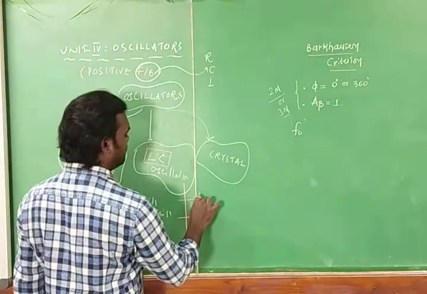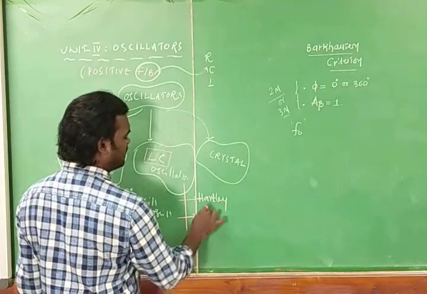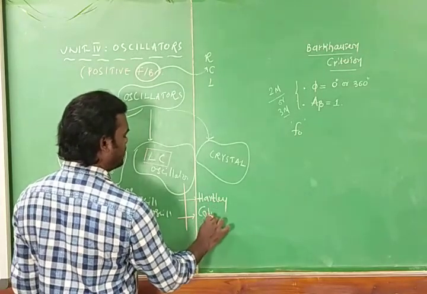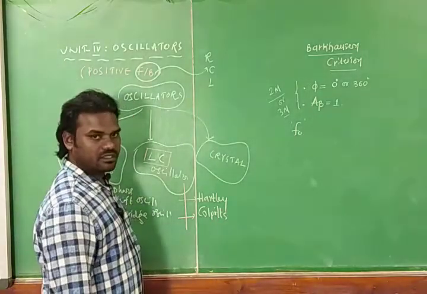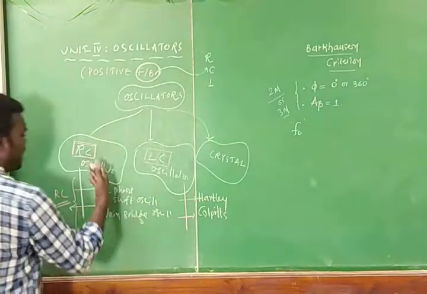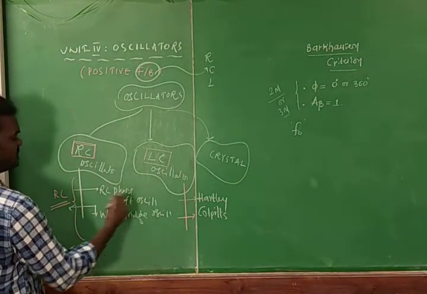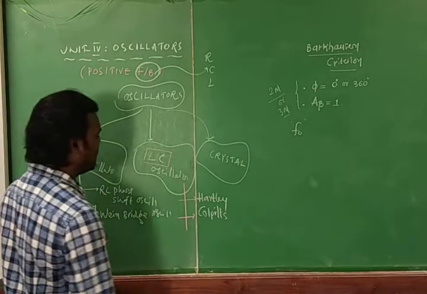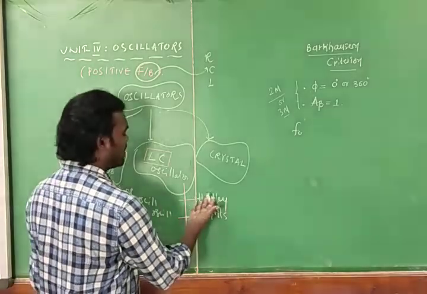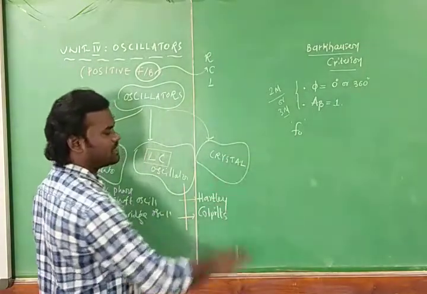There are two types of LC oscillator. The first is named the Hartley oscillator, and the next one is the Colpitts oscillator. So in the RC oscillators, we have two oscillator circuits: the RC phase shift oscillator and the Wien bridge oscillator. In the case of LC oscillators, we have the Hartley and the Colpitts oscillator. And the last one is the crystal oscillator.